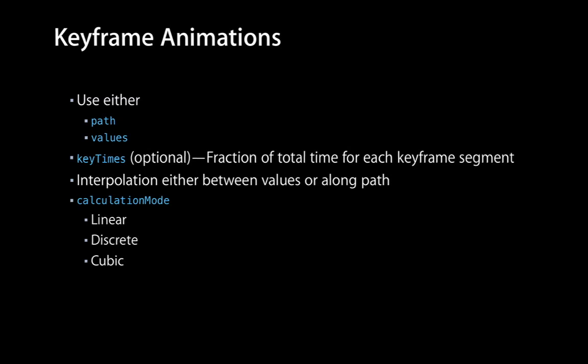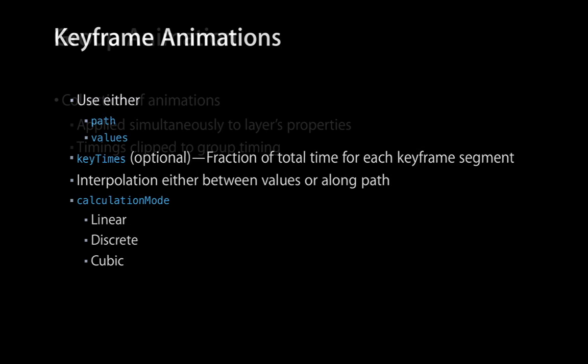And the interpolation is applied to either the values or the path. And as I said, 3 different interpolations. Linear, which is what you think, a straight line interpolation. Discrete means no interpolation, just go from keyframe to keyframe. And cubic fits a nice Bezier path to the keyframes.